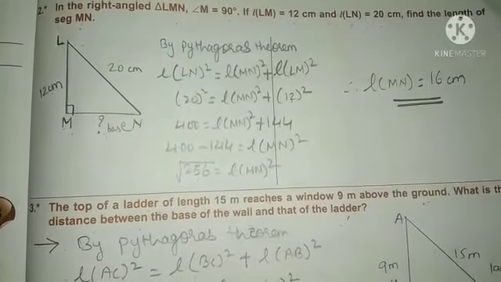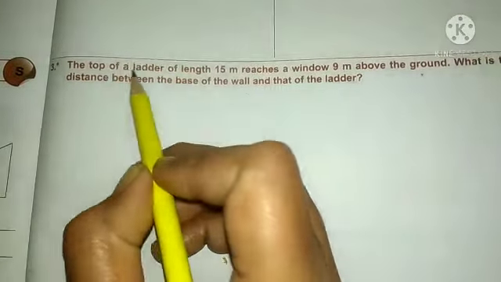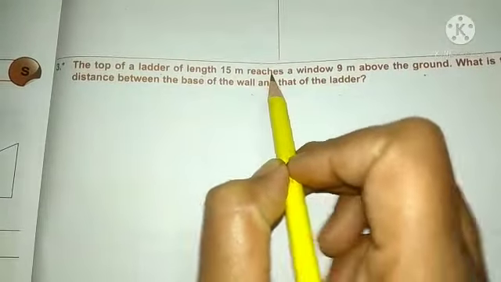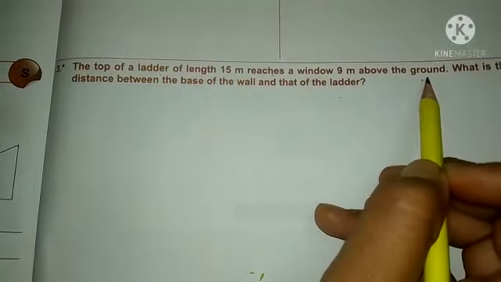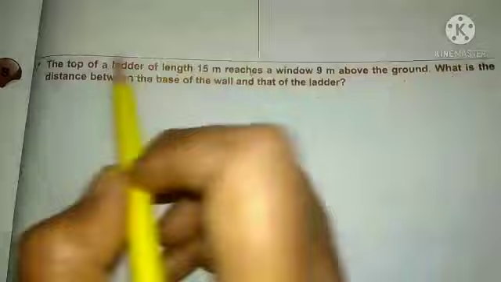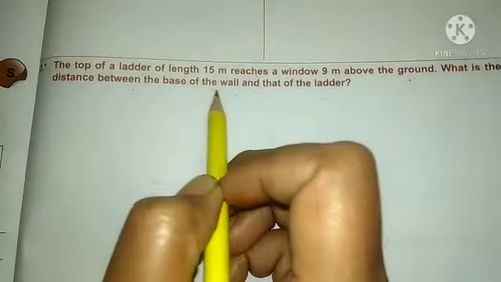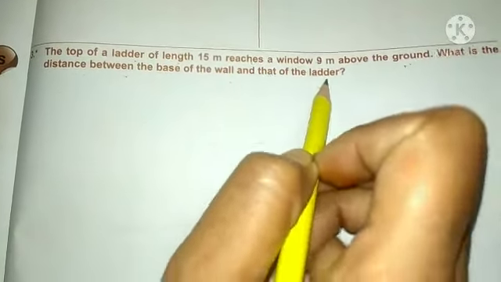Clear? Understood? See question number 3. The top of a ladder of length 15 meter reaches a window 9 meter above the ground. What is the distance between the base of the wall and that of the ladder?